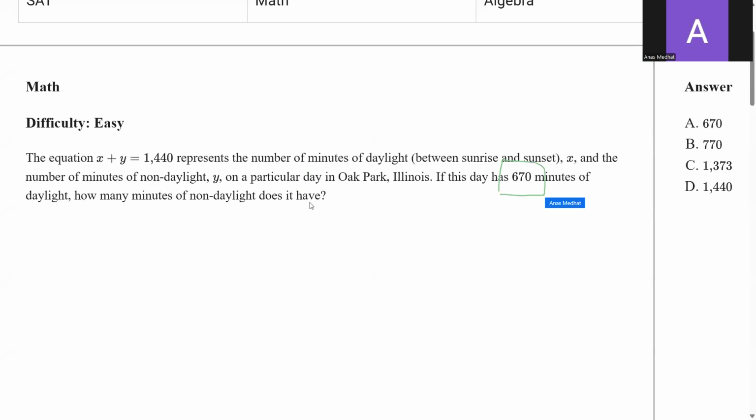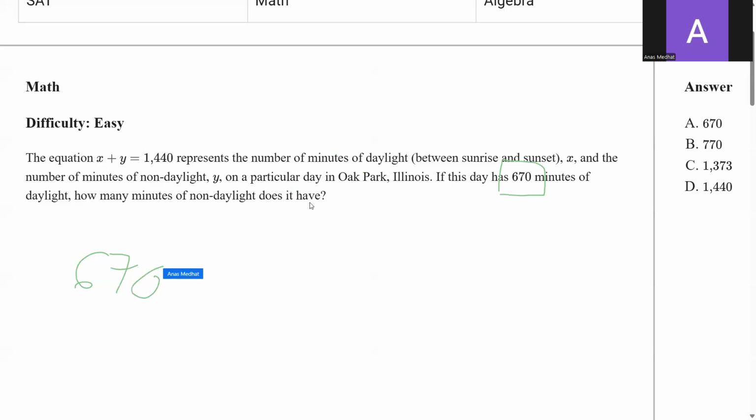Let's do this. X is the number of, I mean the opposite. X is the number of daylight minutes. So you substitute this for the x and get y. Let's do it.